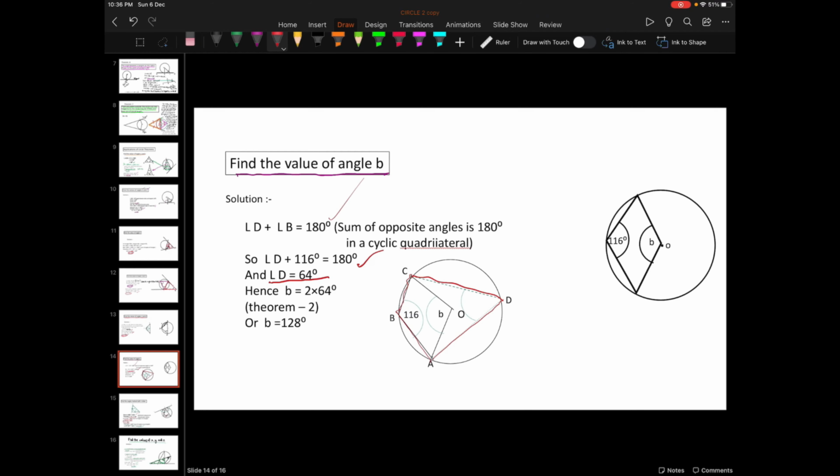Hence, angle B is equal to 2 times 64 degree, which is equal to 128 degree. I have used theorem 2, which I have already discussed.